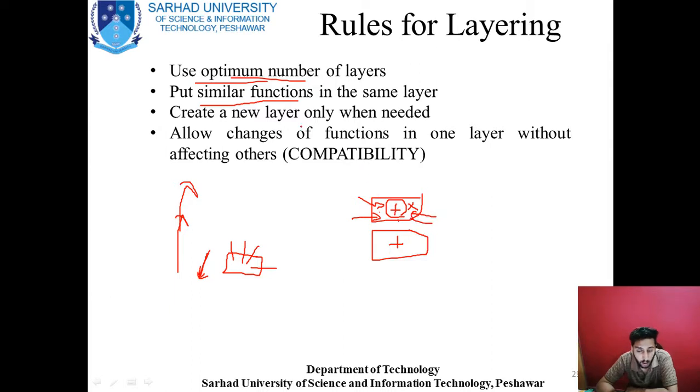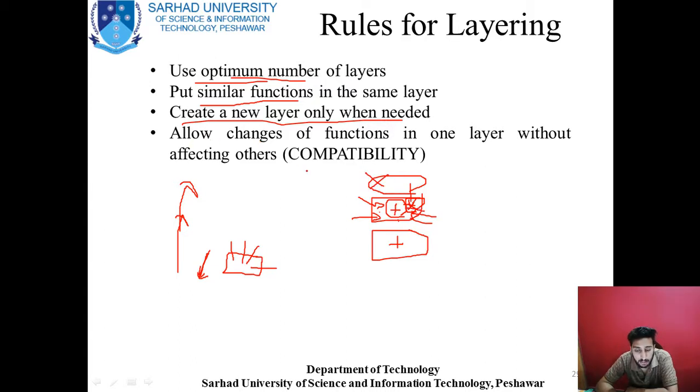And only create a layer when it is needed. Do not create a specific layer for a specific network. Let's say you have to modify and add multiplication, so do not create another layer, because by default multiplication can be expressed in the form of addition. So you can adjust that in this layer. There will be no need for another layer for any other function.